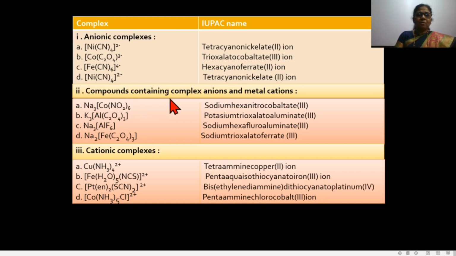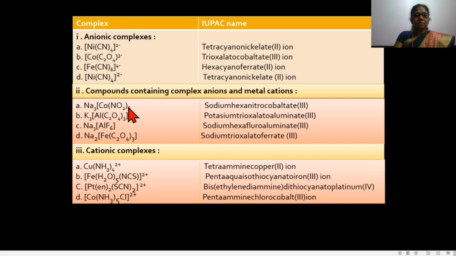Then compounds containing a complex anion and metal cations. That means, in this type of complexes, how is the IUPAC name written? See here, first write this positive metal cation. Which is the metal cation in this complex? The sodium. First write sodium. Then this is the positive coordination sphere. And therefore, in this type of complexes, write the name of this metal ion as it is.